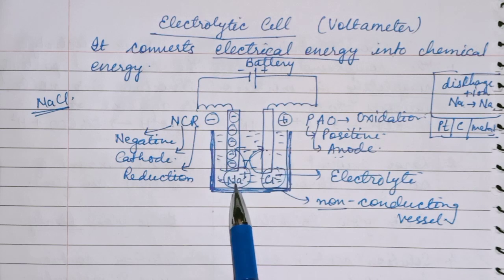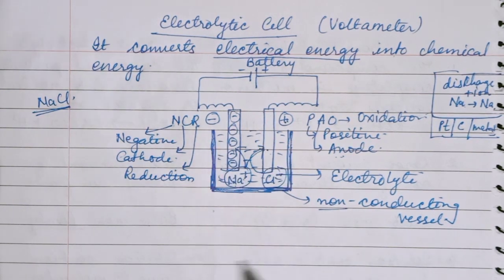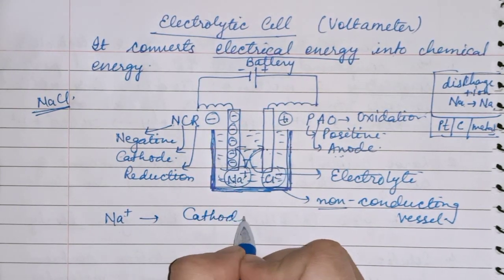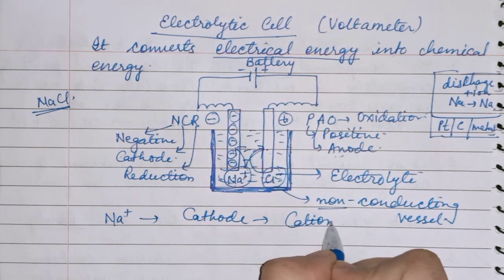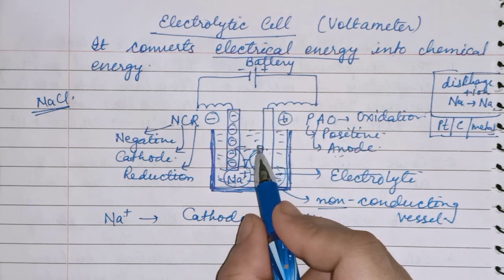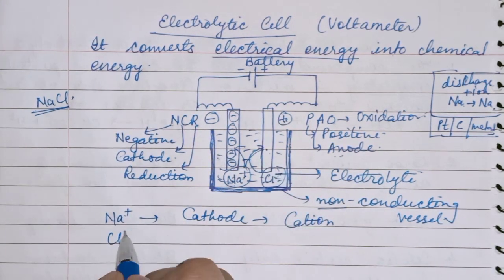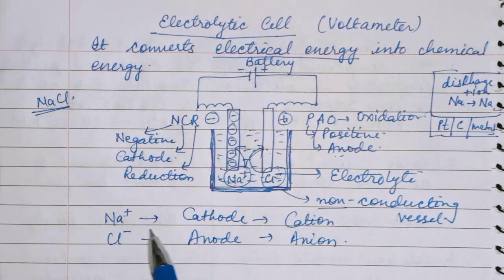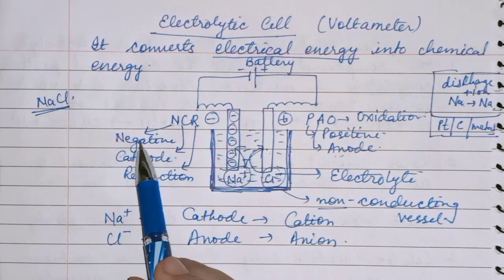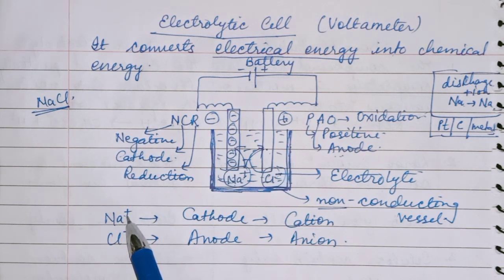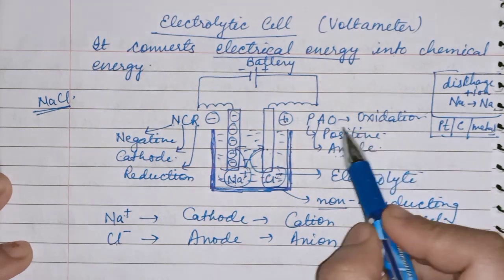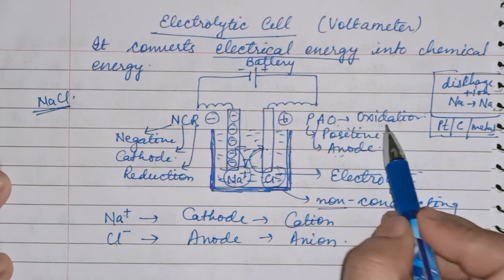Now the ion which is moving towards the cathode is called a cation. So here Na plus is moving towards the cathode, so it is a cation. And the ion which is moving towards the anode, Cl minus, is called an anion. The ion moving towards the cathode is cation, and the ion moving towards the anode is anion. And PAO: positive, anode, oxidation.